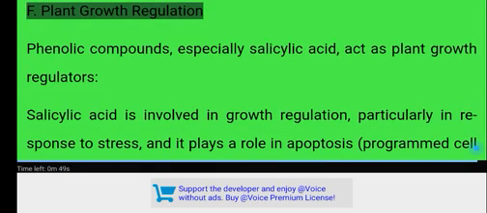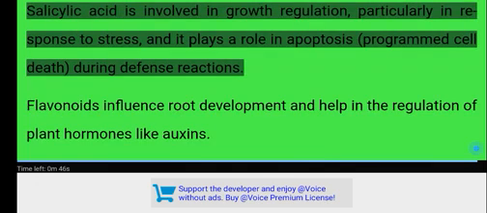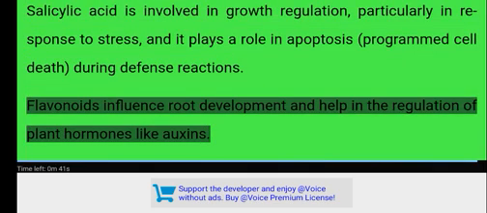signaling. F. Plant growth regulation. Phenolic compounds, especially salicylic acid, act as plant growth regulators. Salicylic acid is involved in growth regulation, particularly in response to stress, and it plays a role in apoptosis, programmed cell death, during defense reactions. Flavonoids influence root development and help in the regulation of plant hormones like auxins.